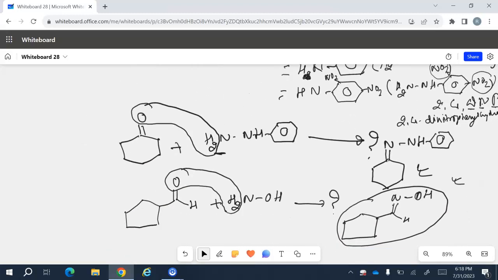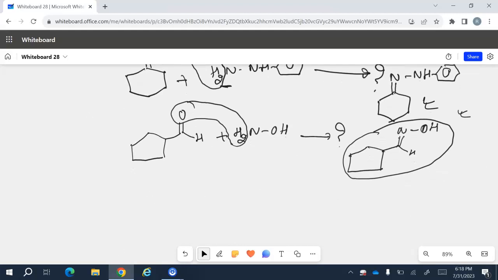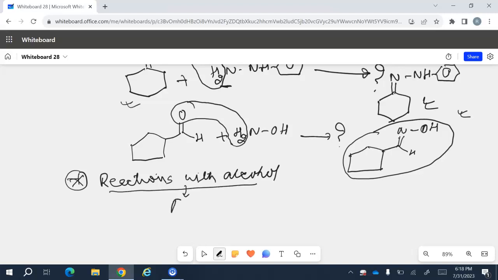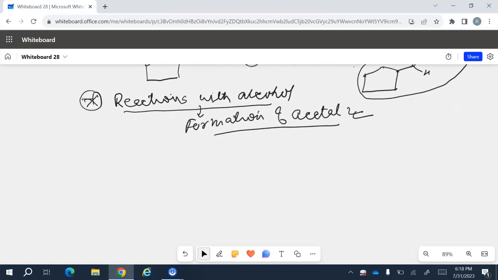Okay, so this is one very popular reaction, very important. And by the way, this is the test that we call the DNP test for aldehyde and ketone also. Now, the other very popular reaction that we do here is the reactions of aldehyde and ketone with alcohol. And by the way, with alcohol, it will form the product called acetal. So we can discuss this as the formation of acetal. Okay, this is another very important class of reaction here for the aldehyde and ketone.